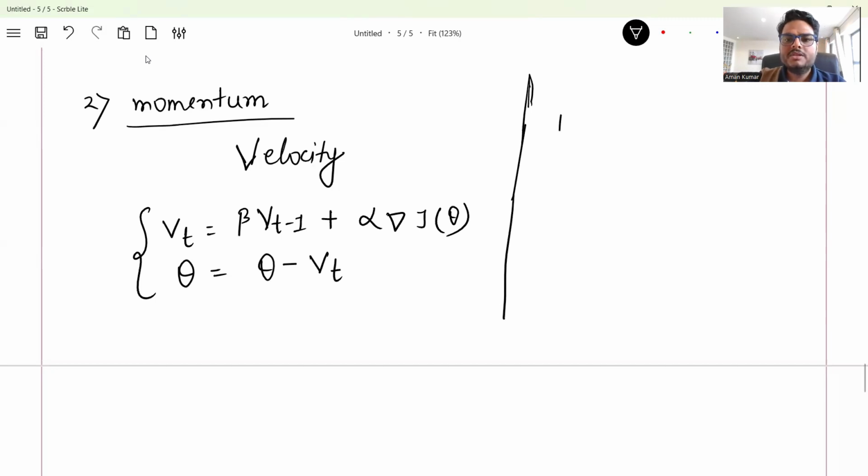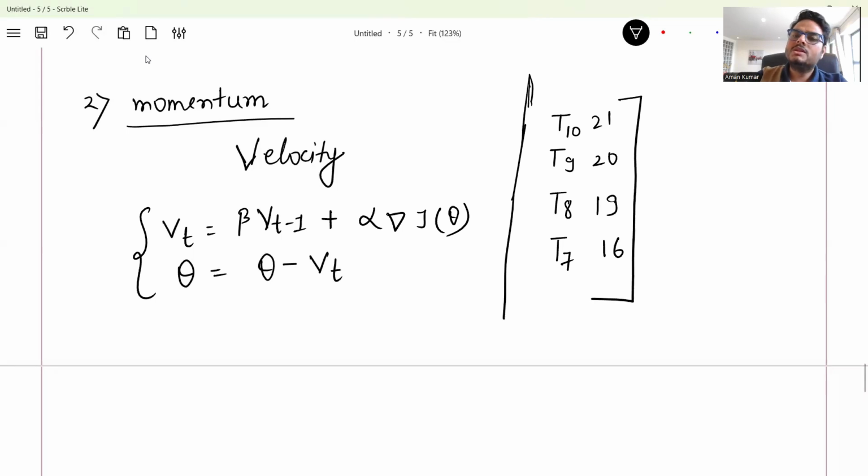Suppose the temperature today is, let's say, 10. Temperature yesterday was, let's say, 20. Temperature the day before yesterday was, let's say, 19. Temperature before that was, let's say, 16. Okay. So suppose somebody wants to understand the temperature at T11, right?